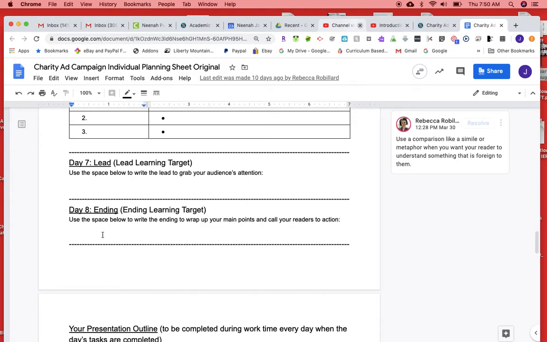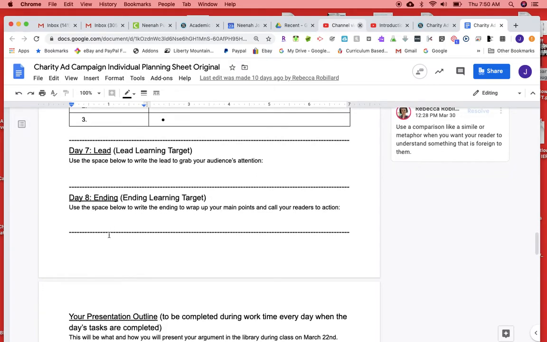Day 8, you worked on the ending. And she wants you to type in here, write the ending to wrap up your main points and call the readers to take action. So you're going to restate why it's so important, but then what is the last step? How can they get involved with your organization?